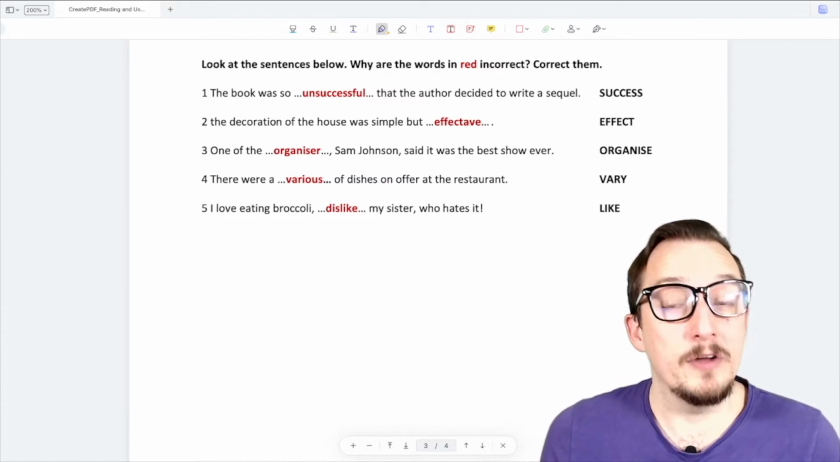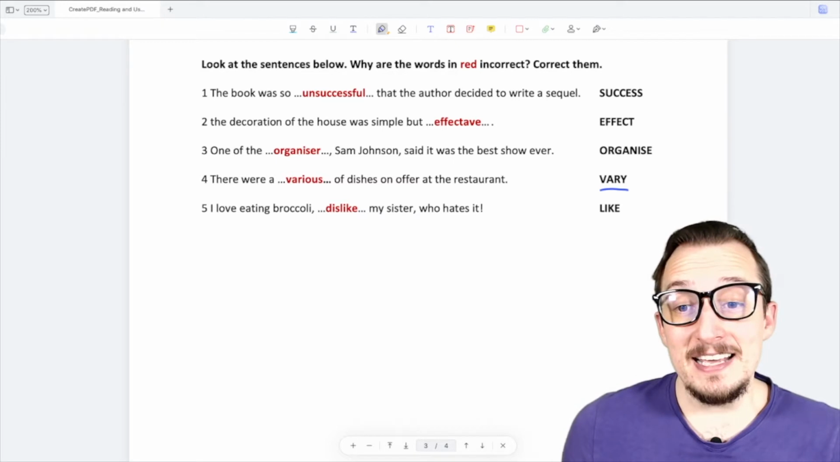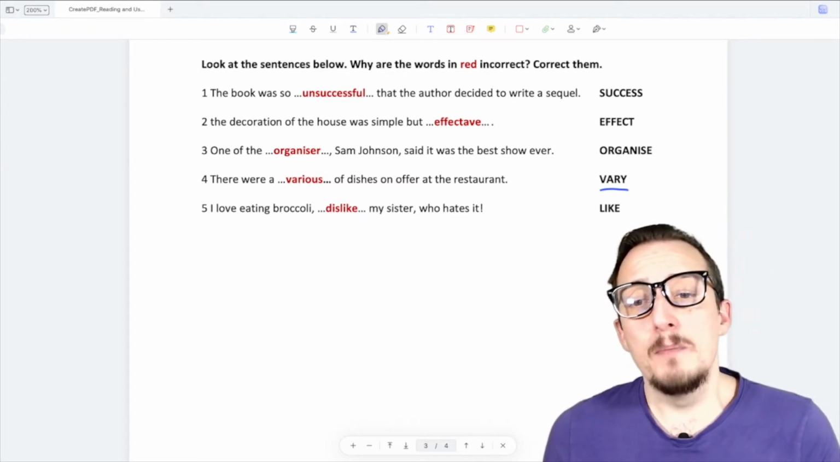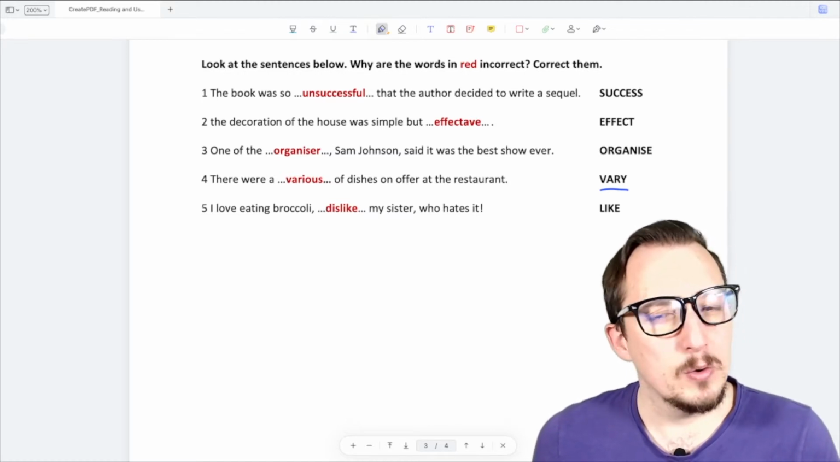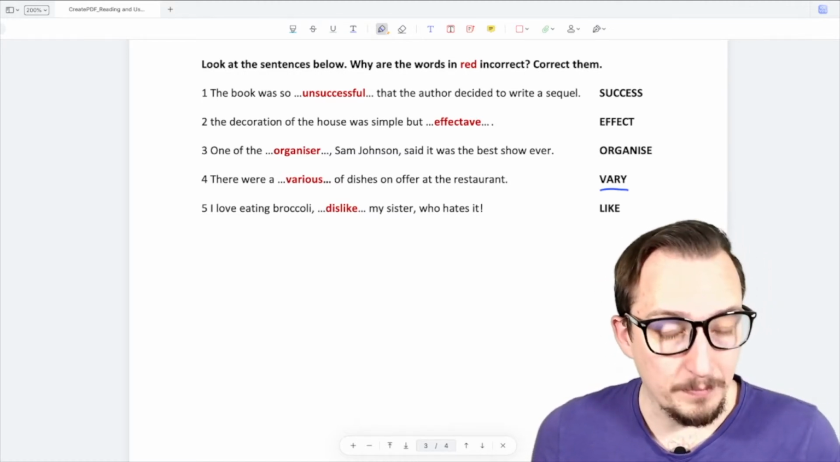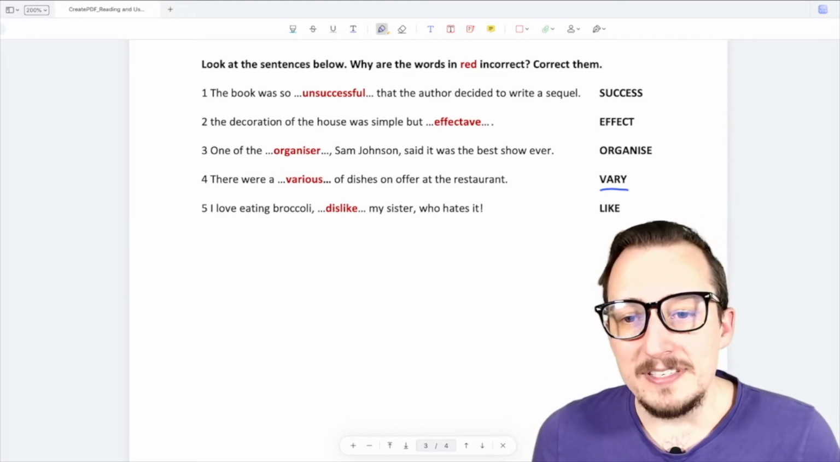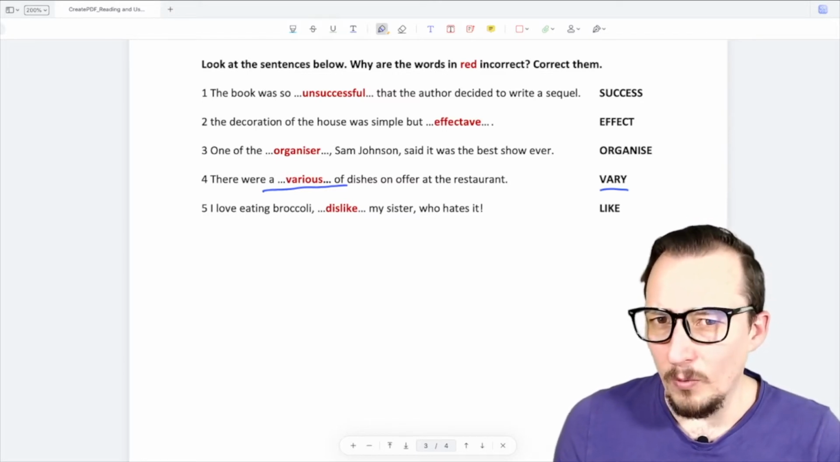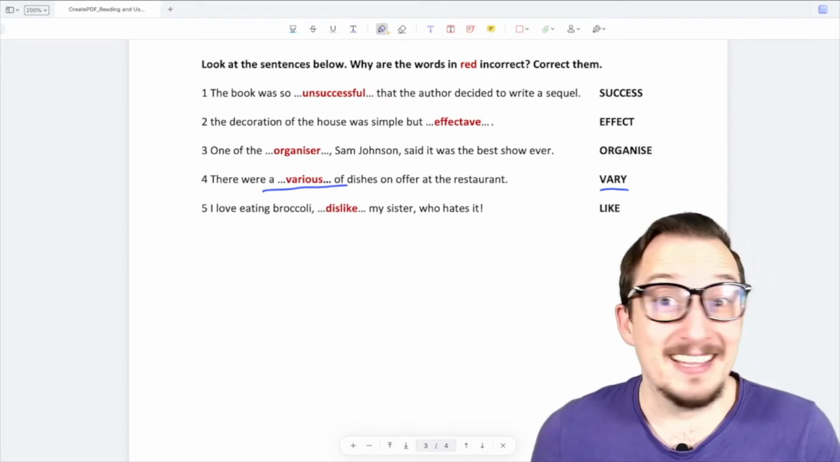So the stem word is vary, and various is an extension of the word vary, so that's okay, but it is incorrect in this sentence. So why is that? Well, various is the adjective form of vary. And if we take a look at the sentence again, do we need the adjective or do we need the noun form of the word? Well, we actually need the noun form.